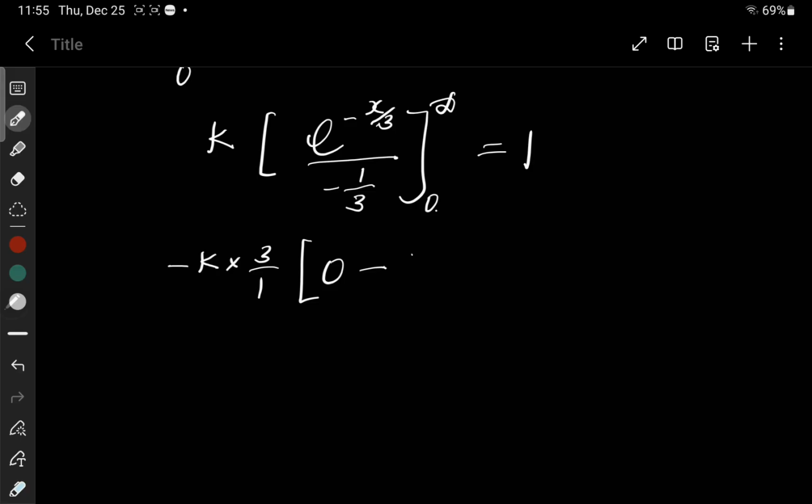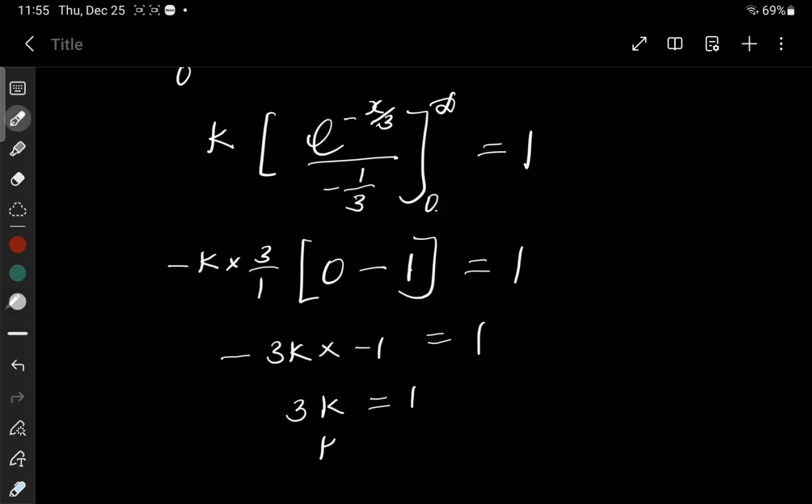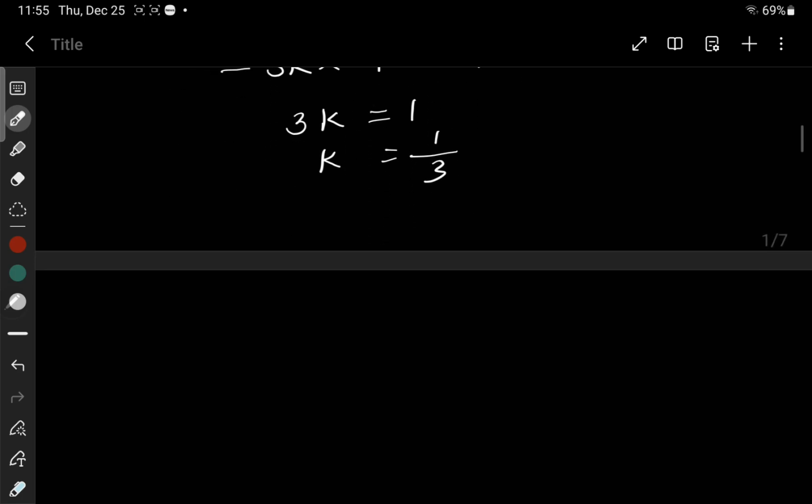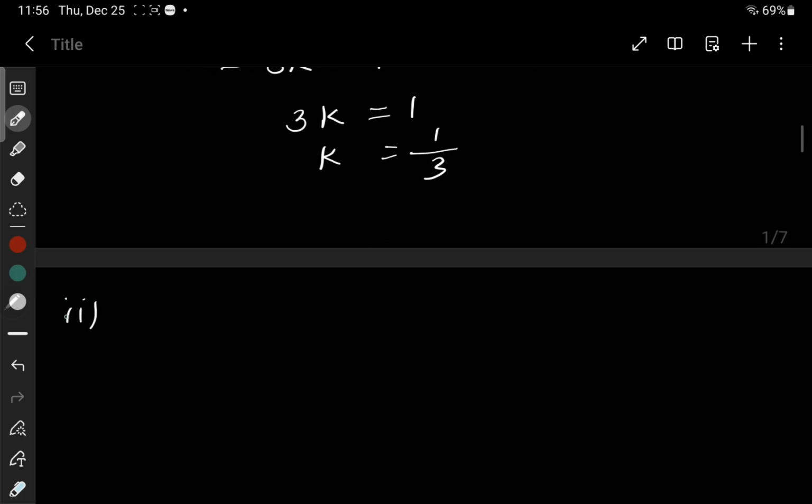E power 0 is always 1. So you will get minus 3k into minus 1 equal to 1. Minus into minus is plus, so 3k equal to 1, and the k value is 1 by 3. First question over. Next, second question, the distribution function.